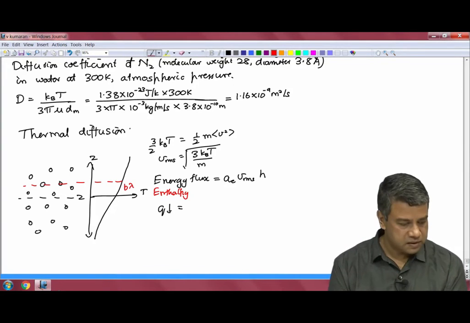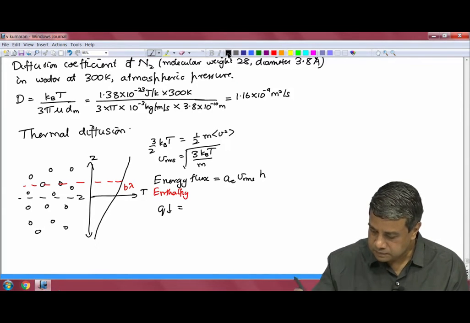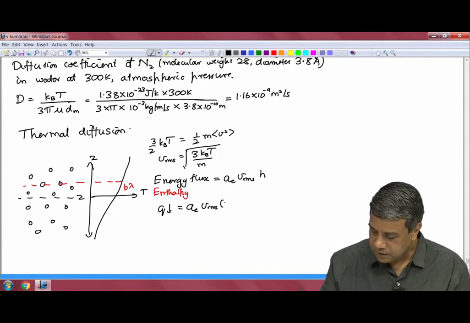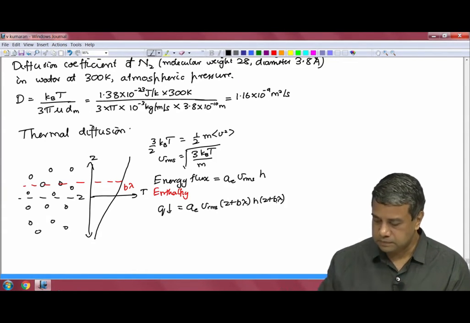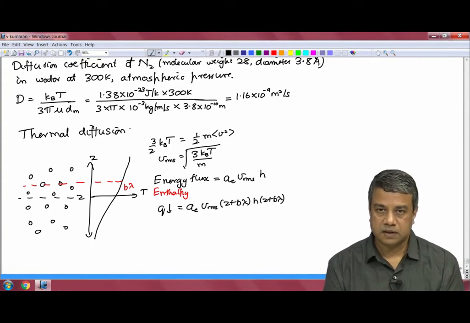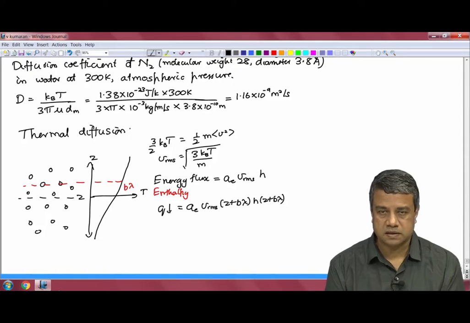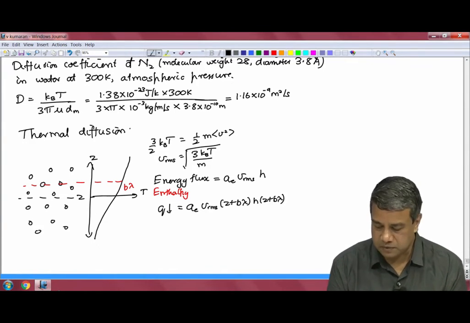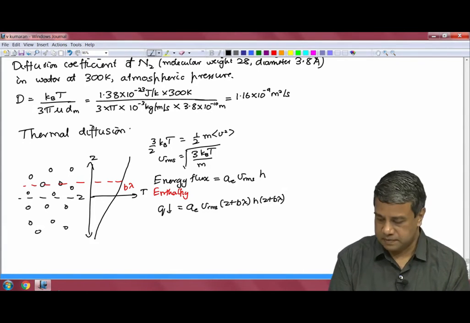Therefore, the flux of molecules coming down through the surface is going to be equal to some coefficient times Vrms at z plus b lambda into h at z plus b lambda. Note that when there is a temperature variation, then the root mean square velocity also changes. So, this is the flux of molecules coming from above to below from a distance that is on average b lambda above the surface.